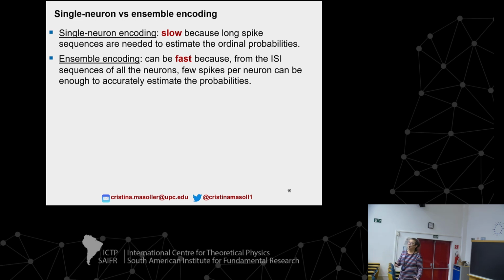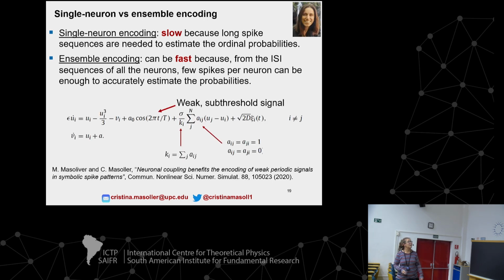However, you can use 1,000,000 neurons, or 1,000 neurons, or 100. And if you do this, then it will be fast, because you only need 2, 3, 4, or 5 spikes per neuron to then calculate the probabilities over the whole ensemble of neurons and see if you can encode the information in the probabilities of the ordinal patterns. So basically, calculating the probabilities just with a long spike sequence is slow, but with a short spike sequence, but with many neurons, can be very fast.